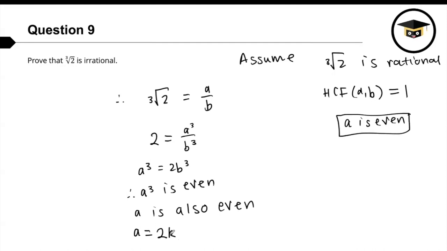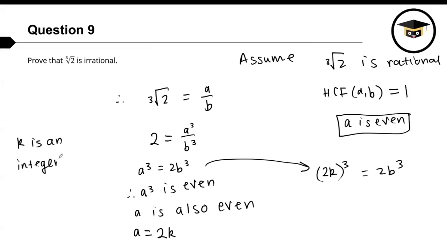Now, if A is equal to 2K, let's go back and do this whole step again. It's not A cubed anymore, it's 2K cubed. All I've done is say A is 2K because it's even, and remember, even numbers can be written as 2 times a number. It's probably important to say that K is an integer. So 2K cubed is going to give us 8K cubed, and 2B cubed just stays like that. That means we have B cubed is equal to 4 times K cubed.